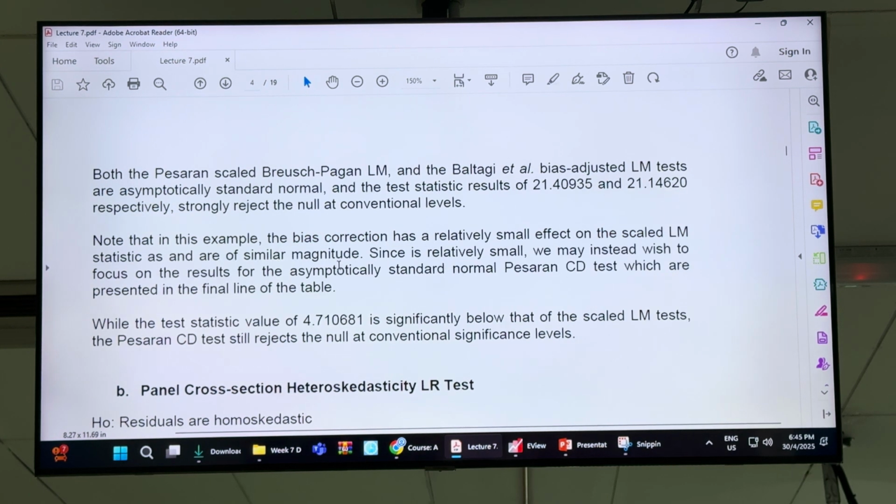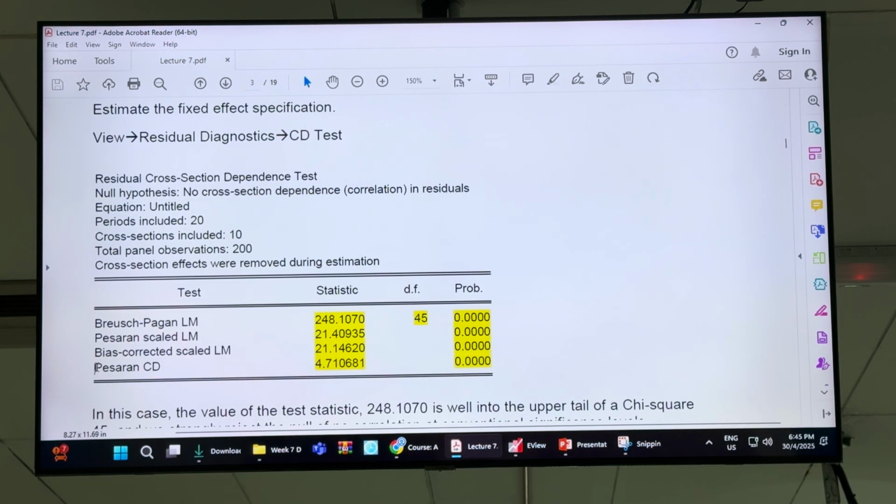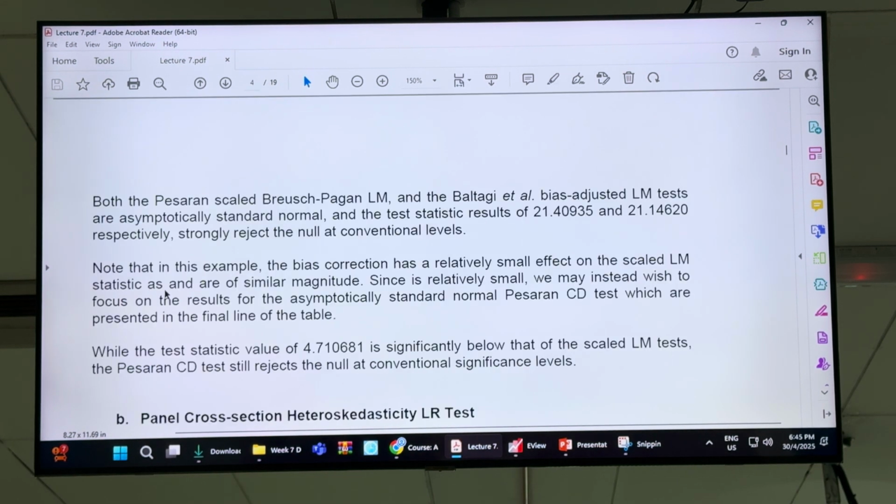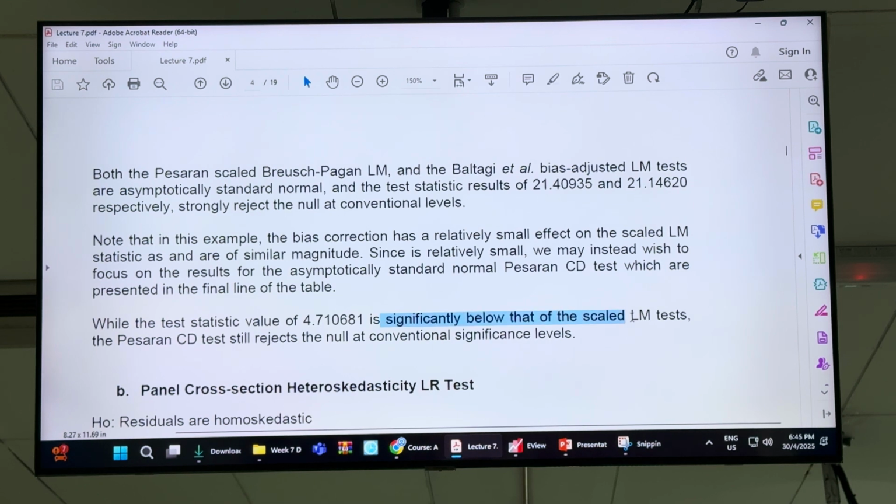Normally people will look at the Pesaran CD test, the last line. That's why you can see it in the journal article I shared. They also show the Pesaran cross-dependency test instead of the original Breusch-Pagan LM test, because they know its limitation. So it is significant below the scaled LM test, so you still need to reject the null. If the question asks you to explain the test statistic, you can say the p-value is significant for all the 4 tests.